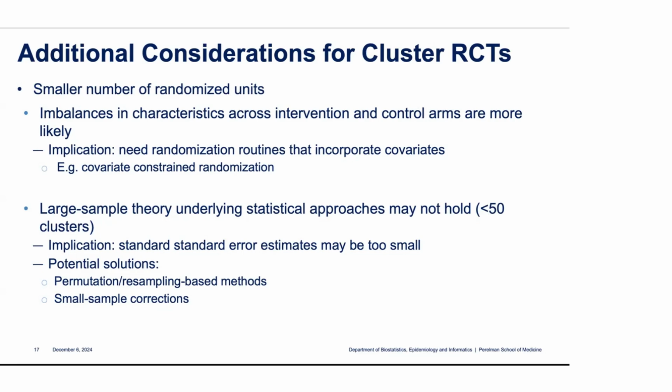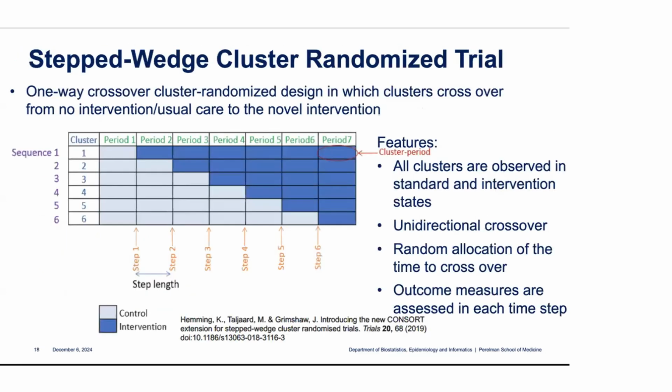And so the doubling of the word standard on this slide is intentional because we have the standard estimators of the standard error. I said, is that a typo? No, it's not a typo. And so potential solutions to that would be to use a permutation or resampling based approach or use a small sample correction. So these are things that would have to be written into the analytic plan to ensure the validity of the resulting inference from a type 1 error perspective.